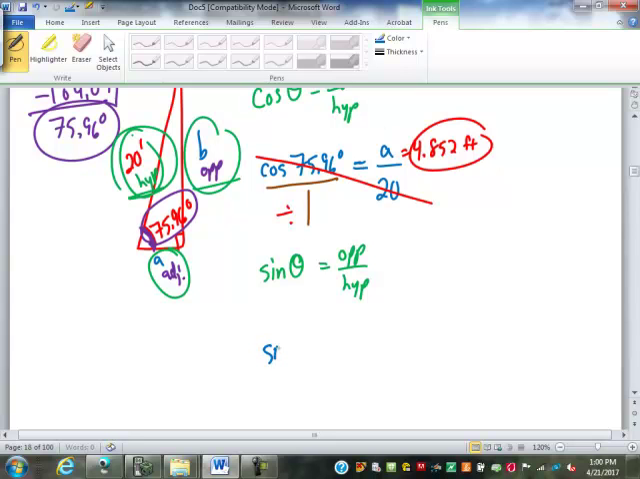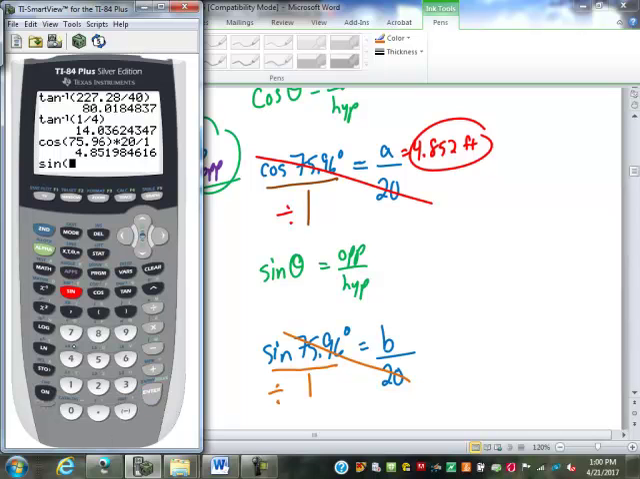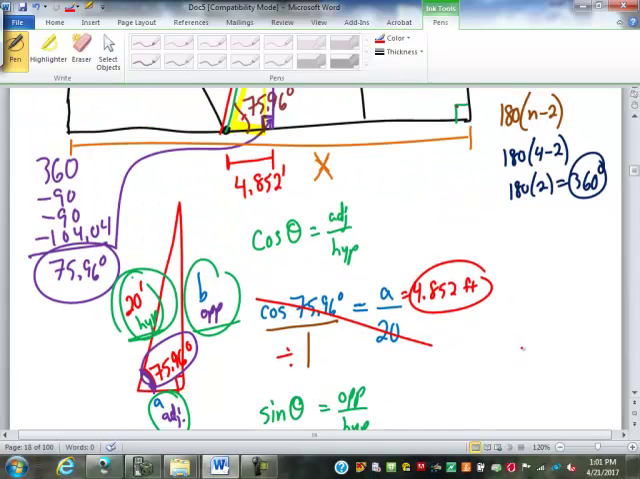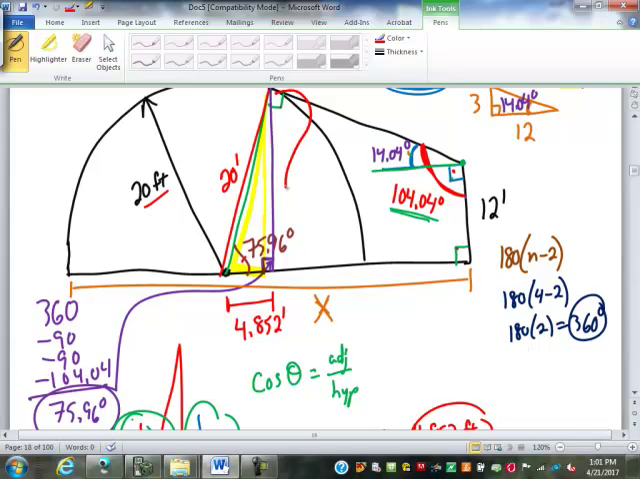Do I know the angle theta? Yeah, it's still 75.96 degrees. Do I know the opposite side? That is the B that I'm looking for. Do I know my hypotenuse? 20. So once again, I'm looking for a side, so I will do what? Perfect. I put it over 1 and I cross multiply and divide. Sine of 75.96. Close that parentheses, times 20 divided by 1. Gives us 19.403 feet. That is this distance right here.